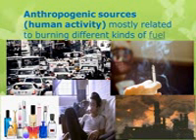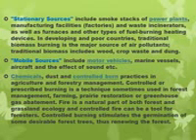Anthropogenic sources, human activity, mostly related to burning different kinds of fuels. Stationary sources include smokestacks of power plants, manufacturing facilities or factories, and waste incinerators, as well as furnaces and other types of fuel-burning heating devices. In developing and poor countries, traditional biomass burning is the major source of air pollutants. Traditional biomass includes wood, crop waste, and dung. Mobile sources include motor vehicles, marine vessels, aircraft, and the effect of sound, etc.